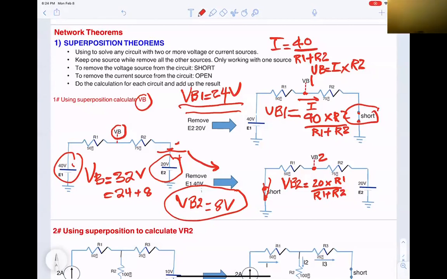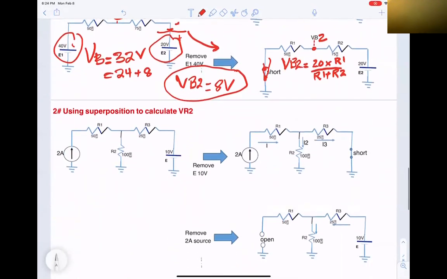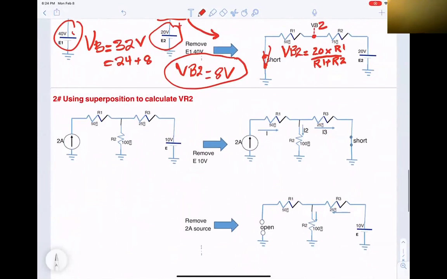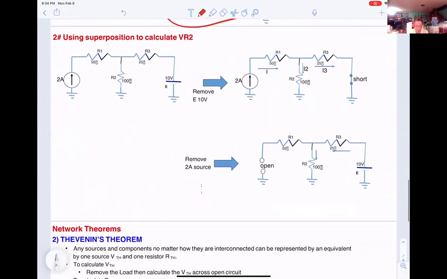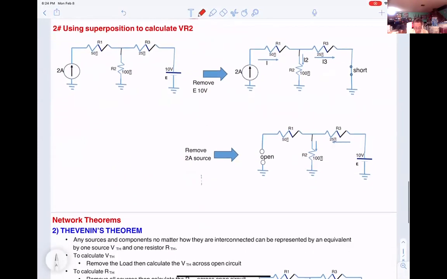Okay, who can try on this problem here? I get 2 problems. Remember, keep only one source. Okay? If you remove the voltage source, you must be shorted. If you remove the current source, you must be open.